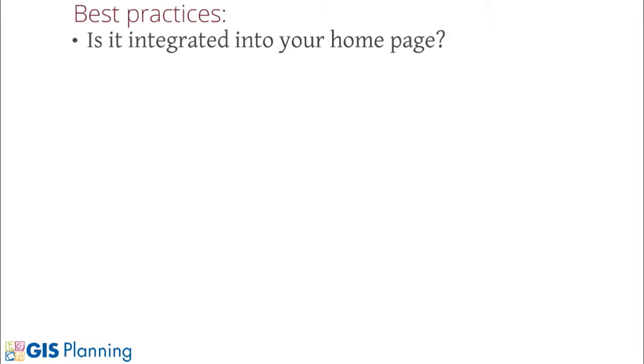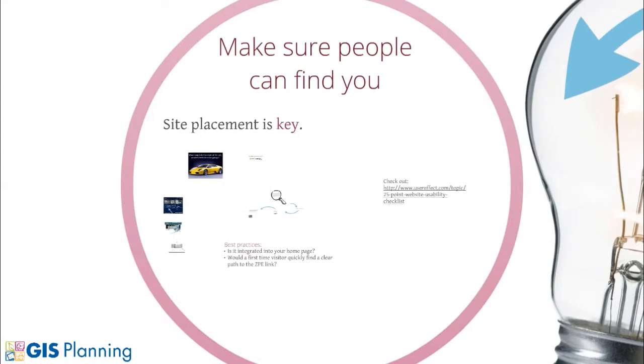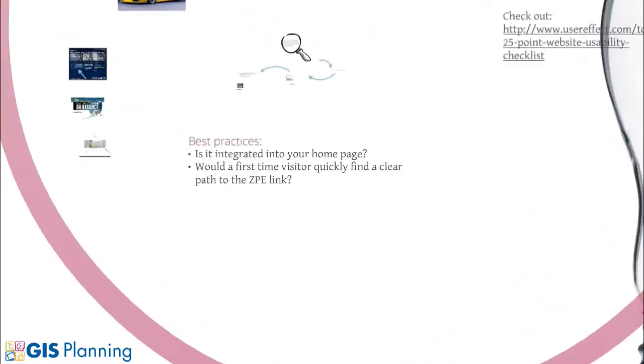We want to ask ourselves, is our ZoomProspector site selection tool integrated properly into our homepage? Would a first-time visitor quickly find a clear path over to the ZPE link? And this is really an important question. We know that some of our clients have actually taken advantage of doing blind tests with first-time visitors so that they can make sure that they actually see it.